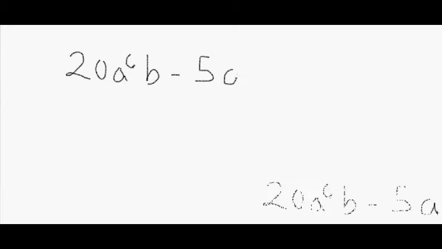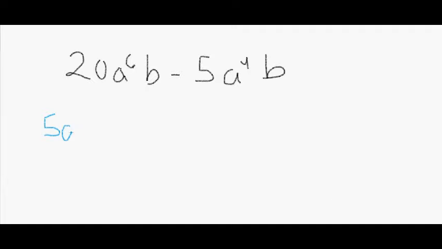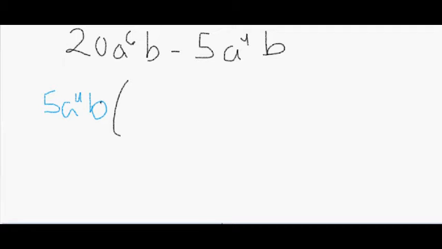Factoring. So let's say for number 27, you have 20a^6b minus 5a^4b. Alright? So we have to find out what's the largest like term we can take out from everything. The largest like term we can take out is maybe 5, and we can take out a^4, and we can take out b. And I'll explain.